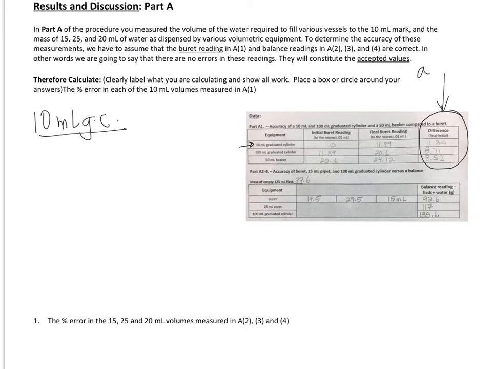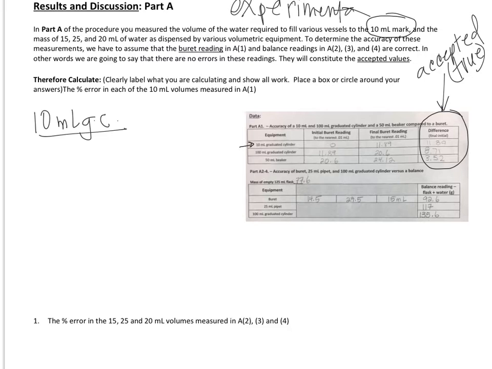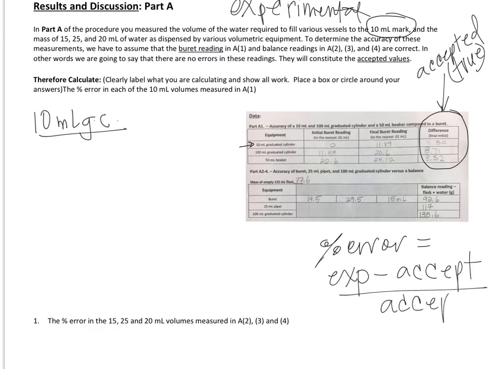So I'm going to just write the word accepted, but we'll just say that's the true value. That's the real value that we were trying to reach. And what happened in our lab is that we thought we were putting in 10 milliliters. And so we're going to call that the experimental. Okay. And it was on the first slide, but just to refresh your memory, percent error, which is a measure of how accurate a reading is, is the experimental minus the accepted divided by the accepted times 100.